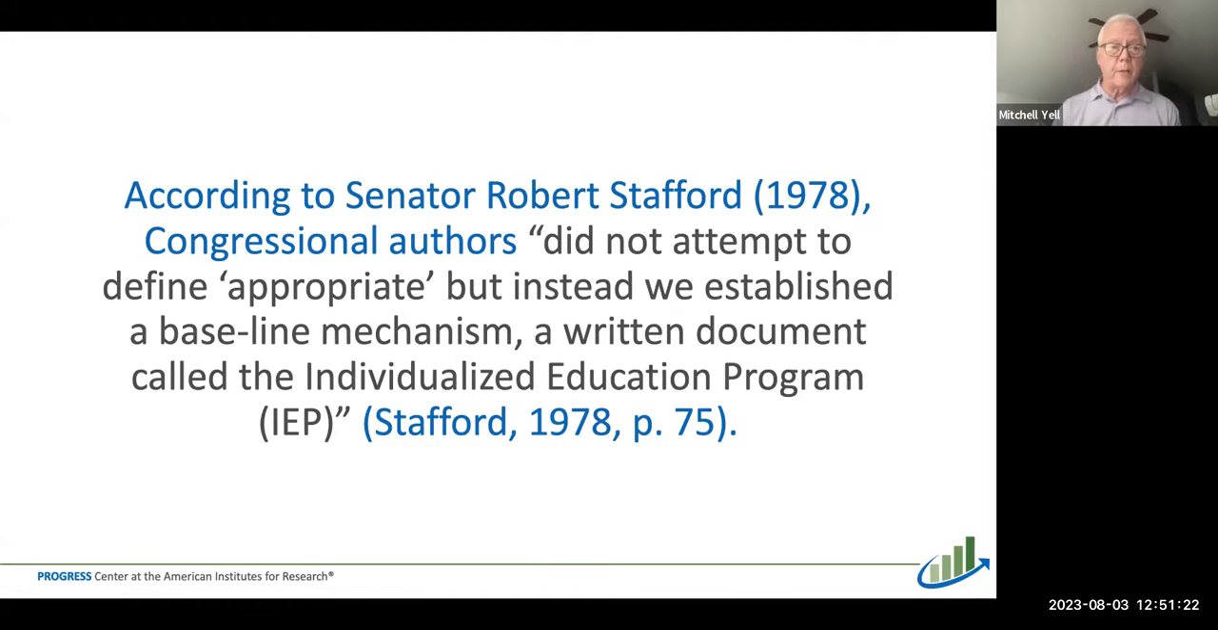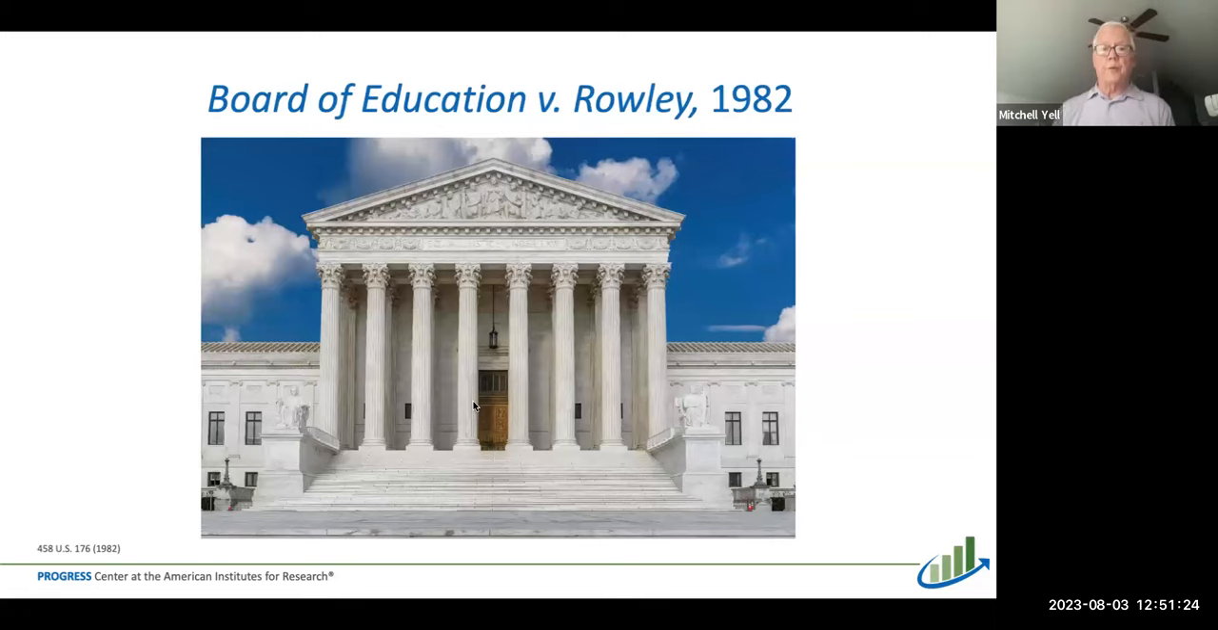Now, in the next slide, we can see the primary requirement, oops, excuse me, I'm going the wrong way. Because appropriate has not been defined, it's what is called a statutorily gray area. When an area is gray and not clearly explained, it often falls to the courts to provide an explanation. And in 1982, a case out of New York made it all the way to the Supreme Court.